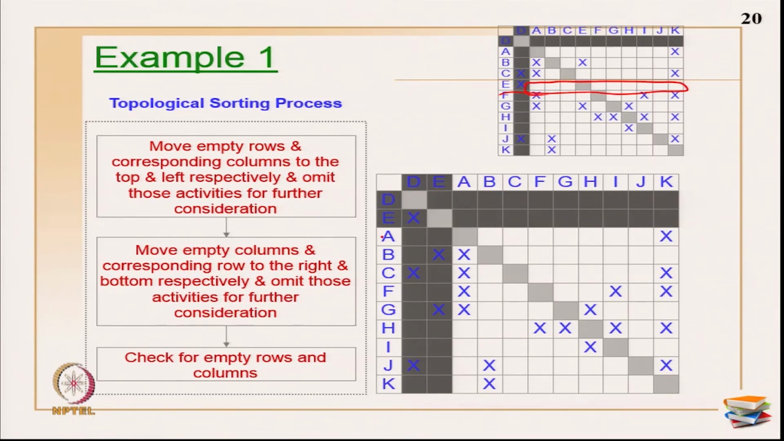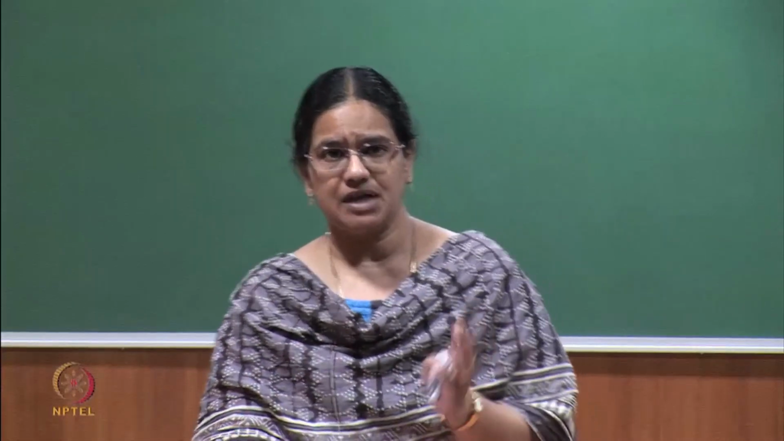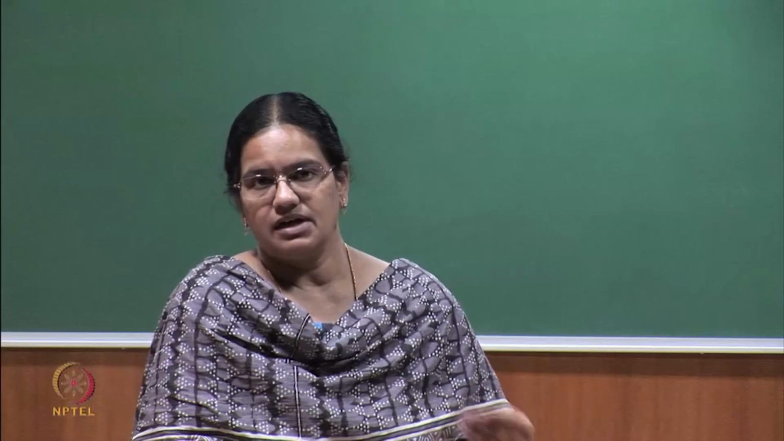D is giving inputs to activity E, so it is not the first activity, but it is the second activity. So, push activity E next to activity D and then omit it from further consideration. Now, do I have any other empty rows? In this example, I do not have any other empty rows. So, I have finished my first step of moving empty rows completely, which primarily are the starting activities or next sequential activities. I have identified all the first few start activities.